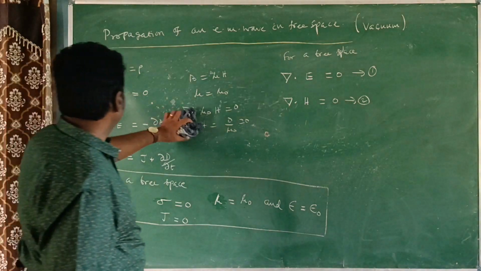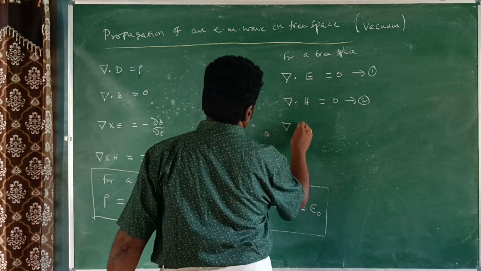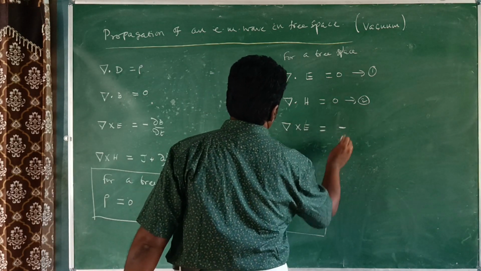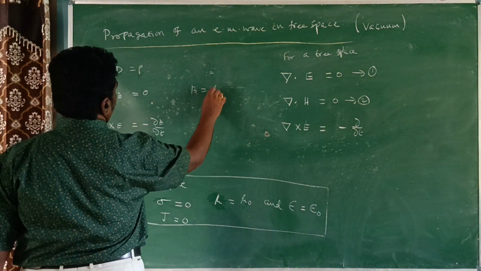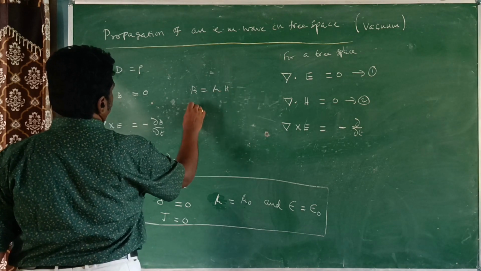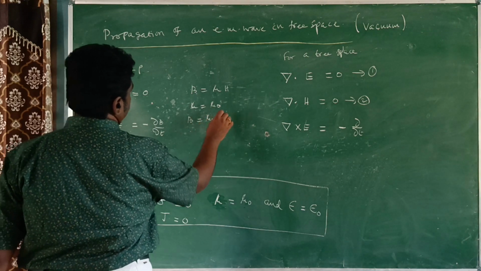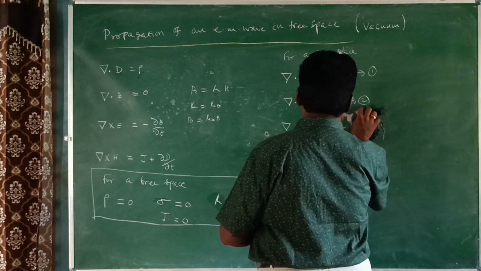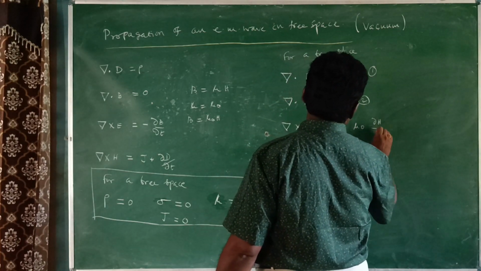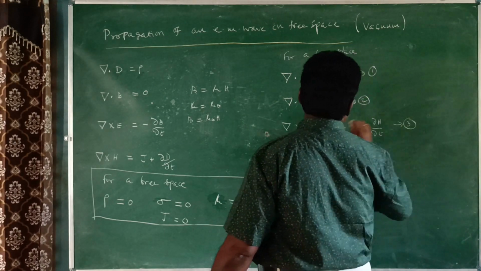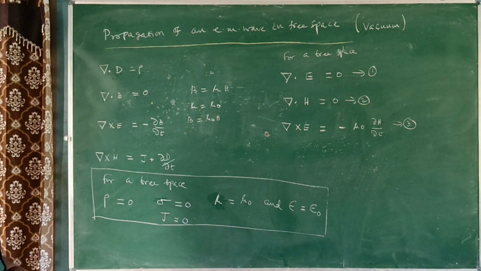Now come to our third equation. Curl E equal to minus dou B by dou t. Curl E is equal to minus dou by dou t of B, where B equal to mu H. For free space, mu equal to mu naught. So B equal to mu naught into H. So curl E equals minus mu naught dou H by dou t. This is equation 3, the third Maxwell's field equation. This is nothing but our Faraday's law.